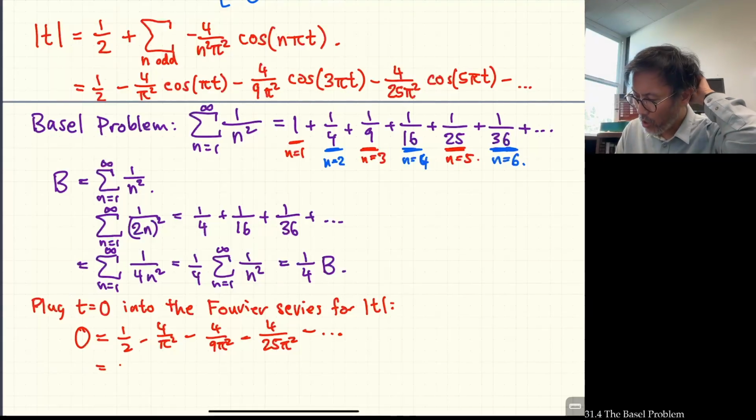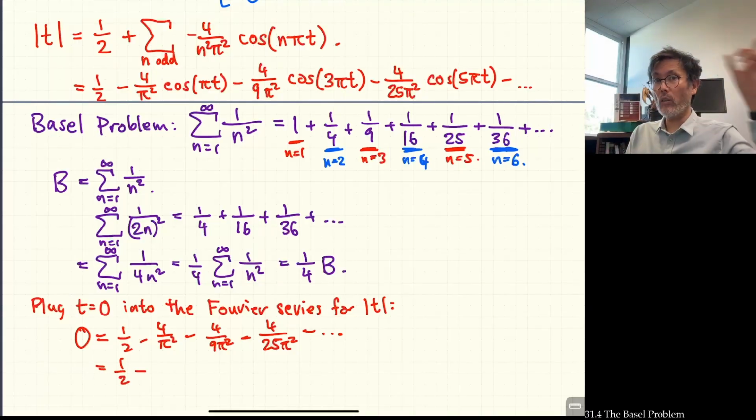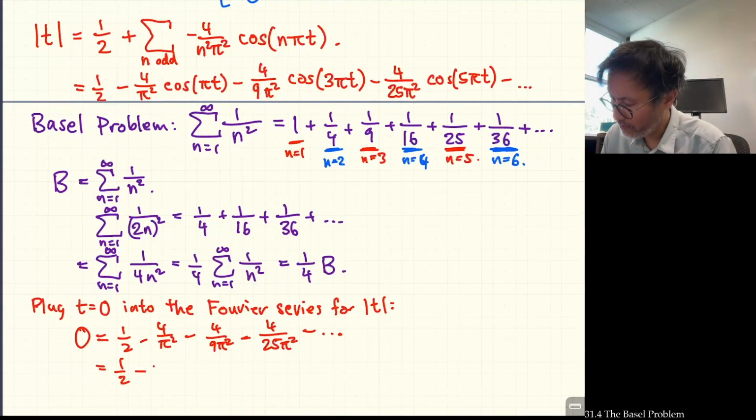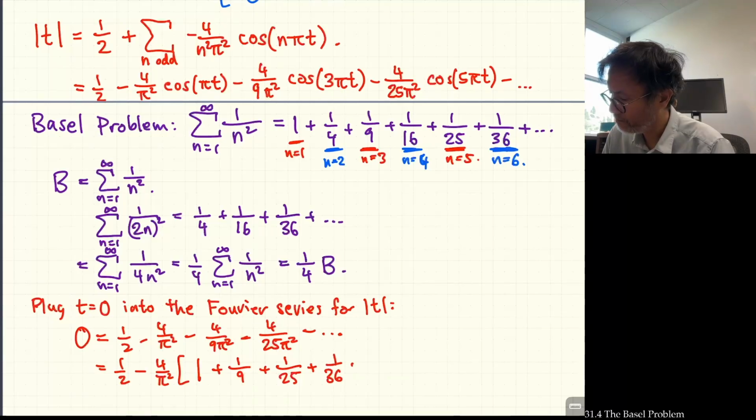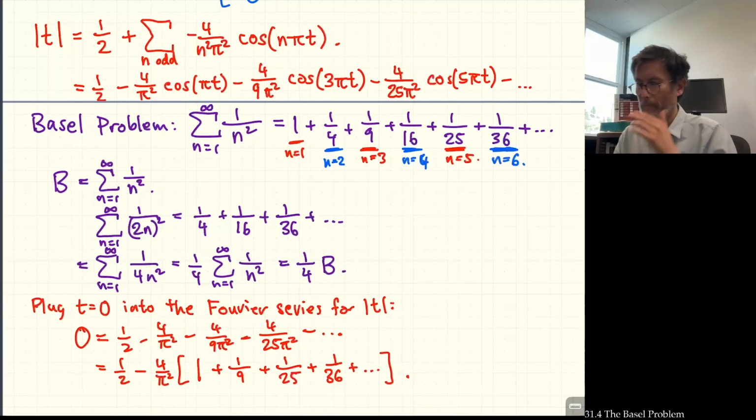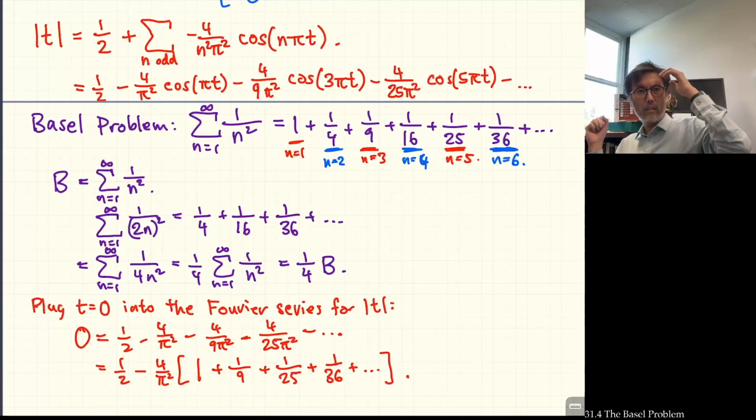So we get here 1/2, and I'm going to factor out a 4 over pi squared times 1 plus 1/9, and that's a negative. No, I'm sorry. I factored out a negative. So it's plus 1 over 25 plus 1 over 36, etc. Great. Yes.